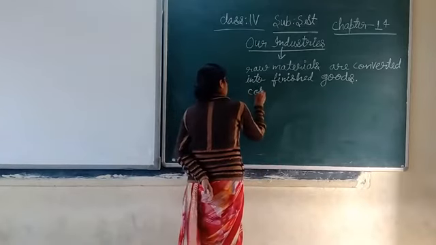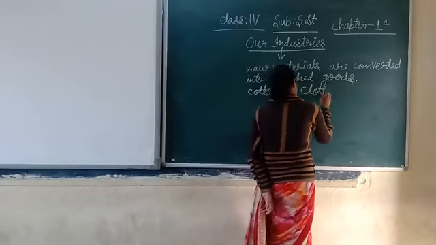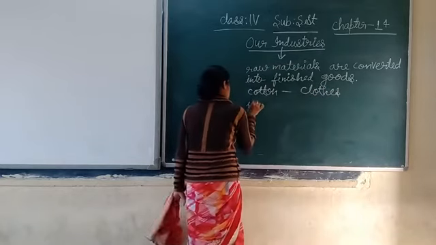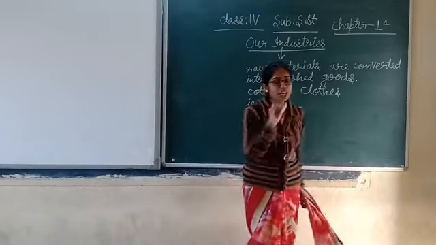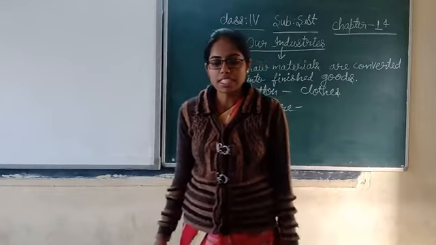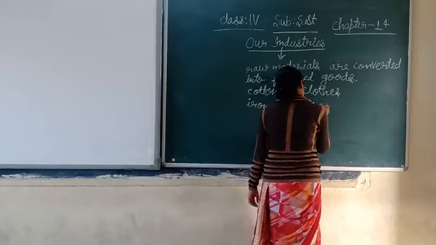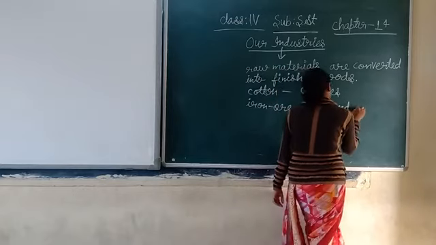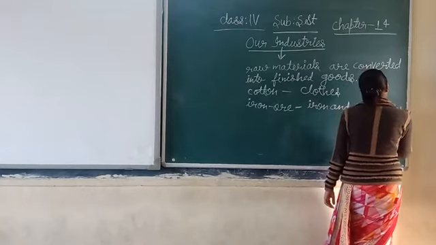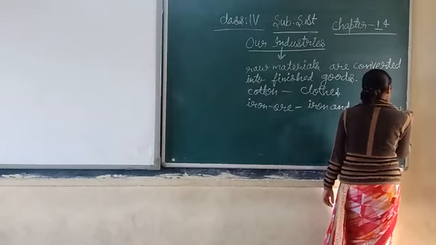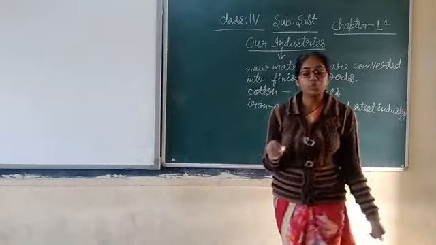From the cotton, what do we get? We get cloth. Cotton is the raw material for textile industries. Then iron ore is the raw material for which type of industry? Iron and steel industry. If we talk about the other industries, here also raw materials are converted into finished goods.